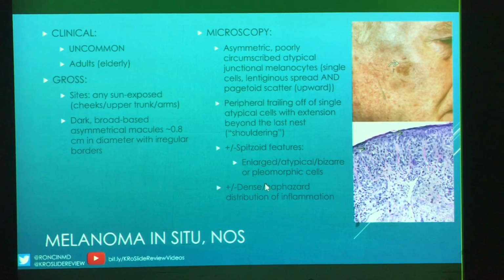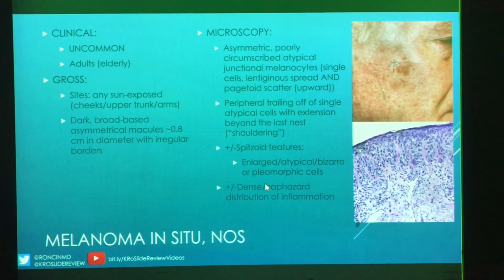So these will have shouldering, so even if you have epidermal nests or dermal nests, the single cells and the lateral spread will go beyond those nests, so that's what's called shouldering. Here we go, our spitzoid features.